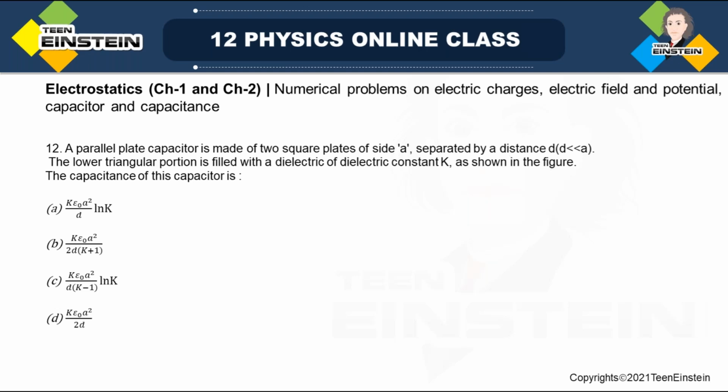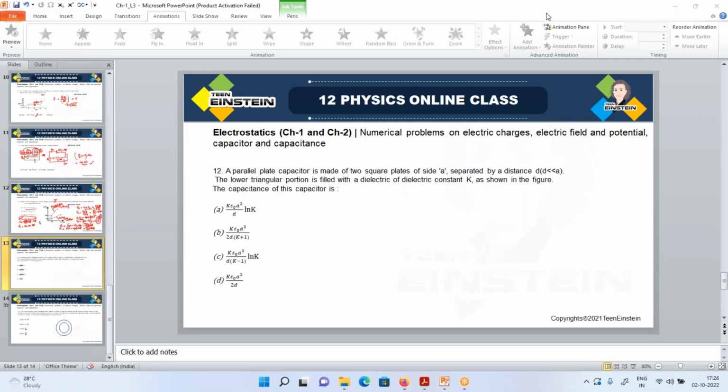This problem is really a very, very interesting problem. Okay. I think, okay, let me get the necessary figure here.